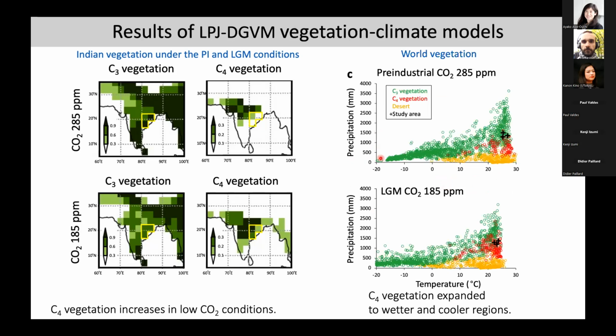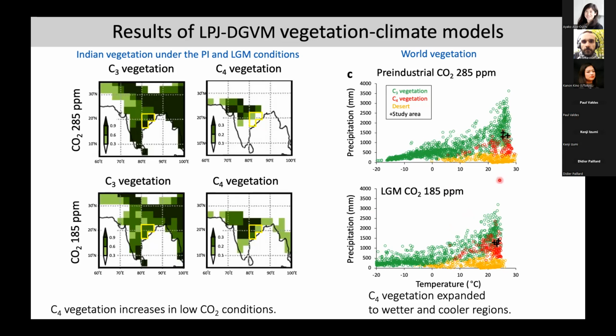Then Oishi-san and Abe-san examined the relationship of the climate parameters and the CO2 level. So this indicates the world distribution of vegetation. C3 vegetation is the green, and the red indicates C4 vegetation. This is the pre-industrial and the LGM condition. So the climate of the study site is indicated by this black cross.